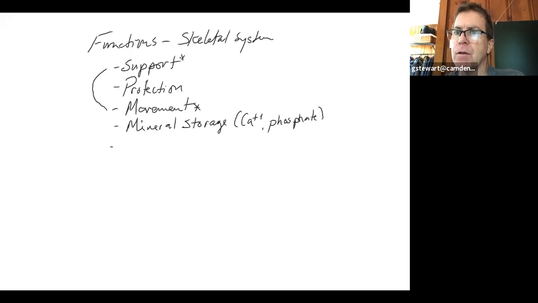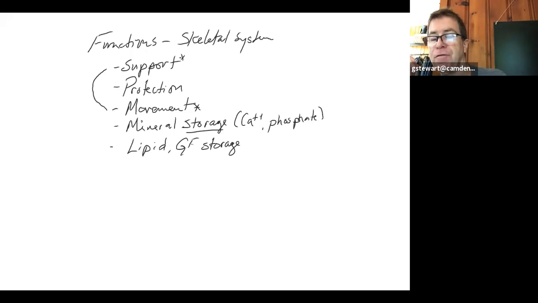Just to add on to the storage bit, there's other things that the bones store. I'm just going to write lipid and growth factor storage as well. So our bones provide a place to store fat, believe it or not. We'll talk about that in a minute, as well as growth factors, which are just hormones.